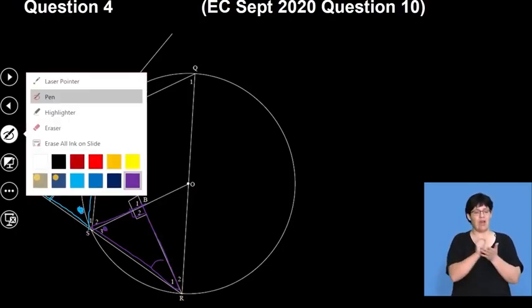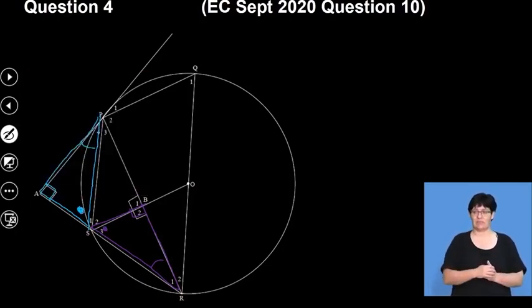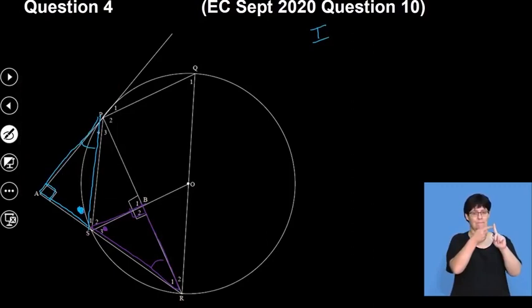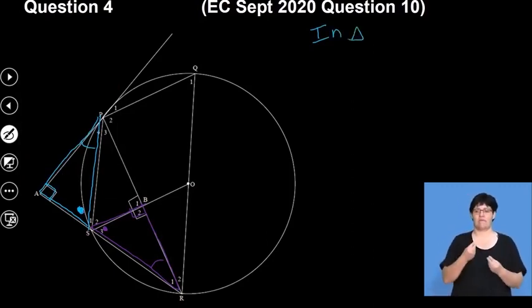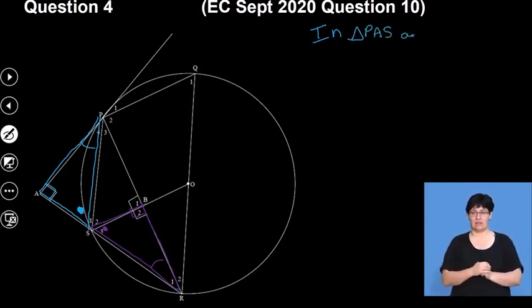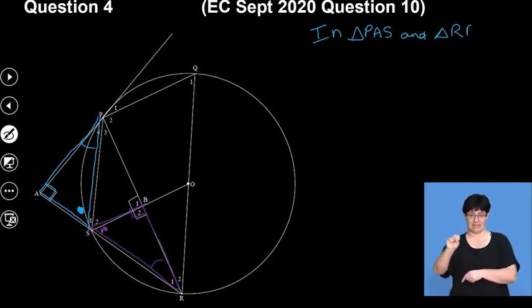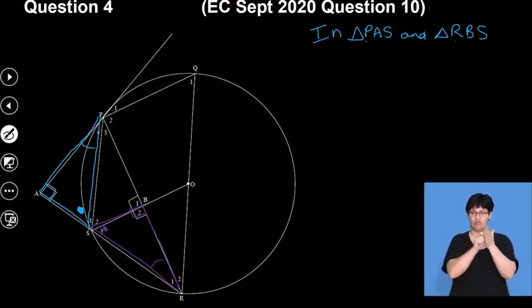So I'm going to write that all nice and neatly now. Always in geometry, you're aiming for neatness and logic. Okay, so I've got in triangle PAS and triangle RBS, and don't forget to link the angles. So the angles must match when you write the triangles out like that.